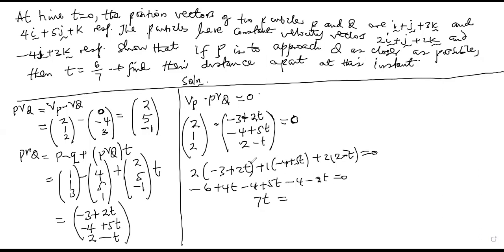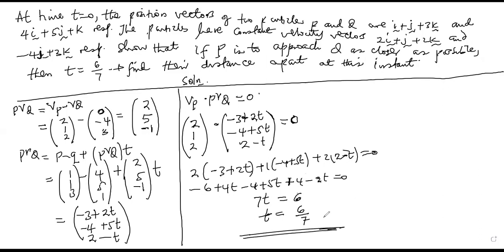Where could the mistake be? Negative 6 minus 4, plus 5t. Then here we have plus 4. This is a plus 4, positive 4. Then minus 2t. So negative 6 minus 4 plus 4, that is a negative 6 this side. So that your t gets to 6 out of 7.